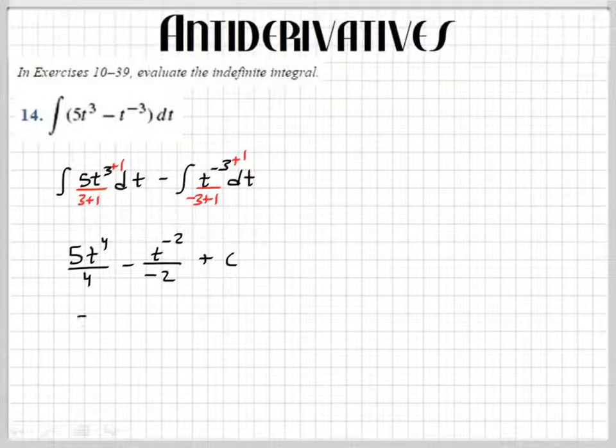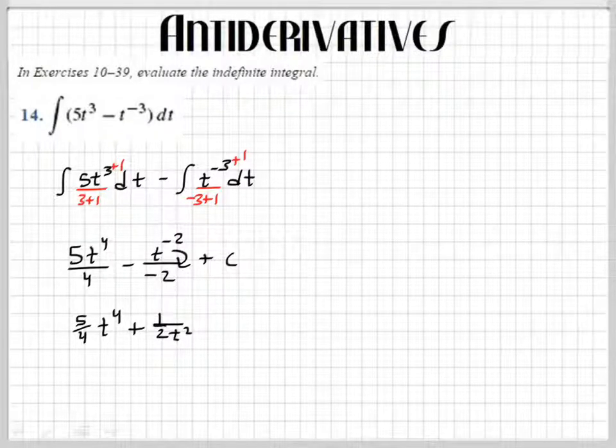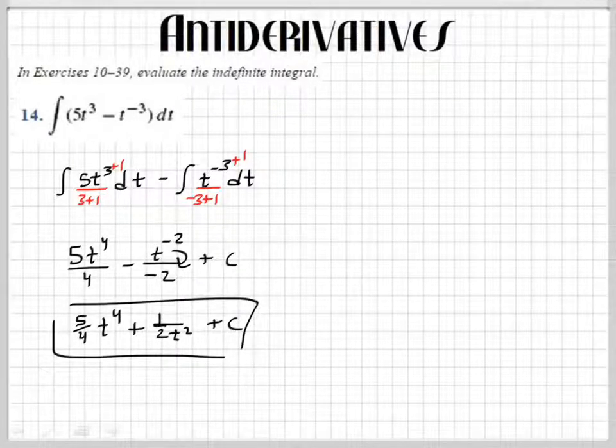All right, let's simplify. 5 over 4 t to the 4th. And then because we have a negative on this one, this is going to be a plus. We're going to have a 1/2 there. And because it's a negative exponent, I'm going to go ahead and put it down on the bottom with the 2. So we have t to the second power on the bottom plus c. All right, so that's our answer for that one. We just integrated our indefinite integral.